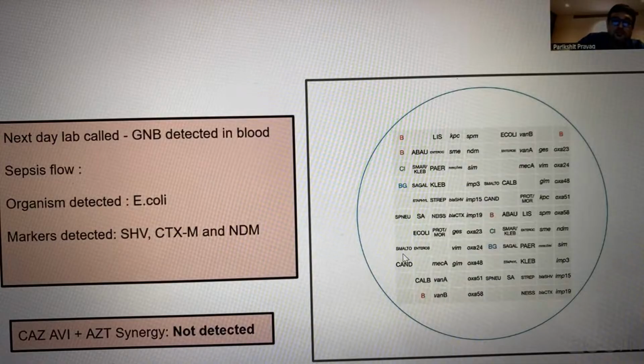And this is again a problem. Carbapenem-producing E. coli, you have NDM there, but normally you would have expected avibactam to take care of the SHV and CTX-M and clear the path for aztreonam. NDM again wouldn't hydrolyze aztreonam, so you would have expected the aztreonam to go and kill the E. coli, but that's not happening.